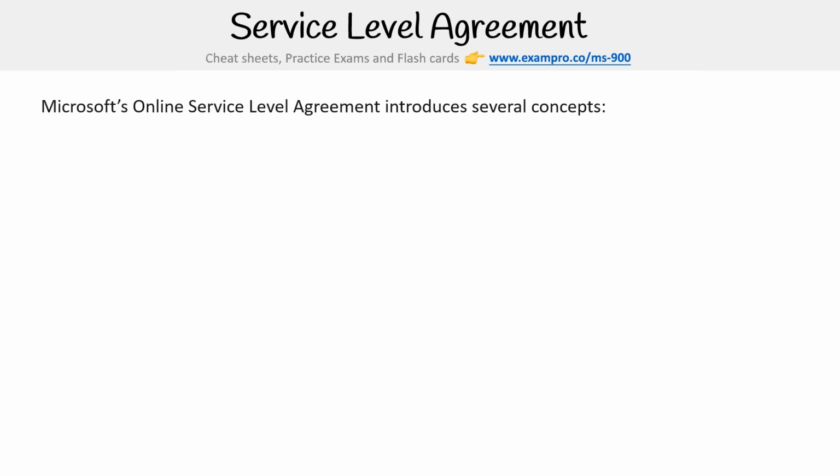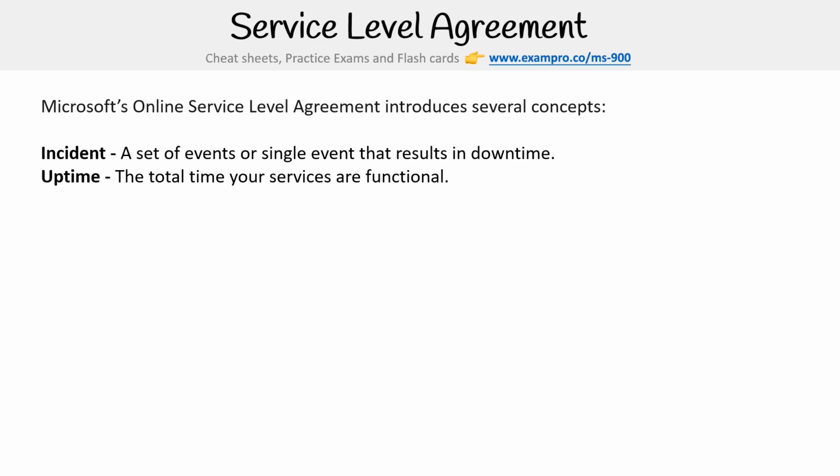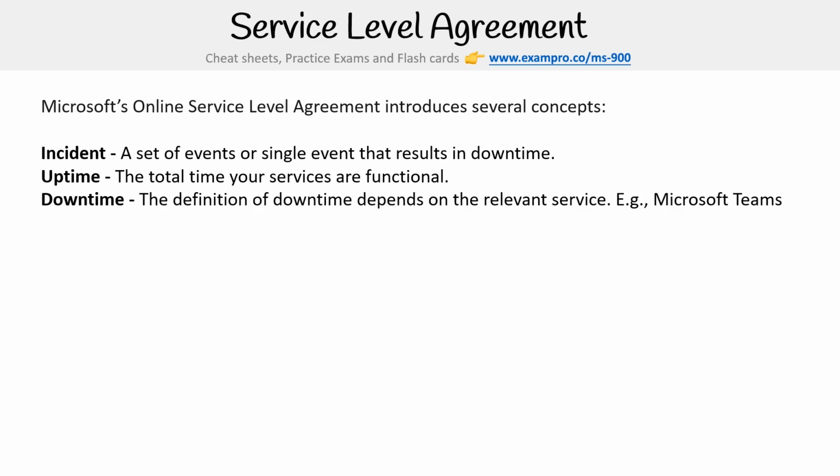So, Microsoft's Online Service Level Agreement introduces several concepts. The first one is incident, and this is a set of events or single event that results in downtime. The second one is uptime. This is the total time your services are functional. The next one is downtime, and the definition of downtime depends on the relevant service. For example, with Microsoft Teams, any period of time where users are unable to initiate online meetings, see present statuses, or unable to instant message is considered downtime. Your downtime reduces the total time your services are functional.